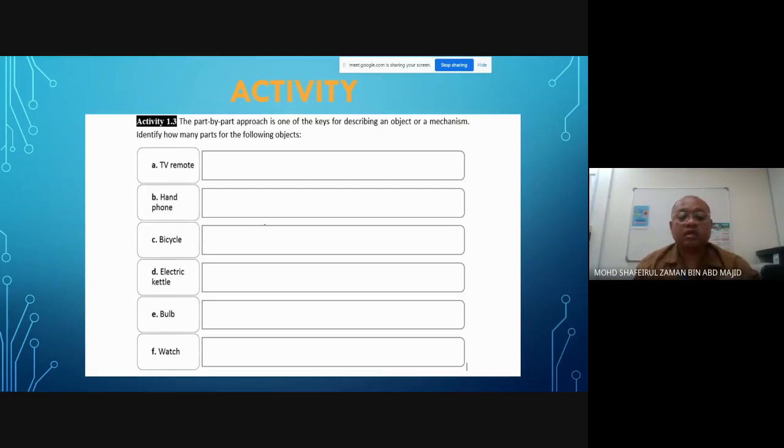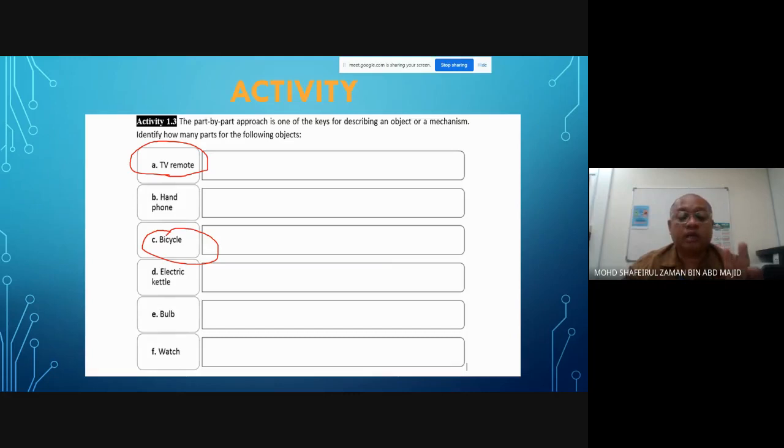So you can just Google these items: TV remote, handphone, bicycle and such. Then you may see that some of the models will consist of different parts. Maybe a remote consists of more parts compared to the TV remote that you have in your house. For example, a bicycle. There are many types of bicycle. There are hybrid bikes, road bikes, and mountain bikes, for example.